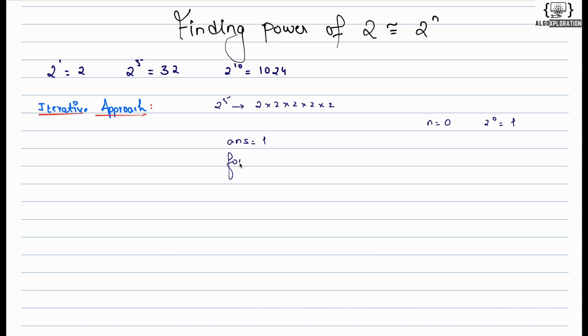Now using the for loop, I will be coming from 1 and it will go till less than or equal to n, i plus plus. Now answer is equal to answer into 2. That's it. And at last simply return the answer.